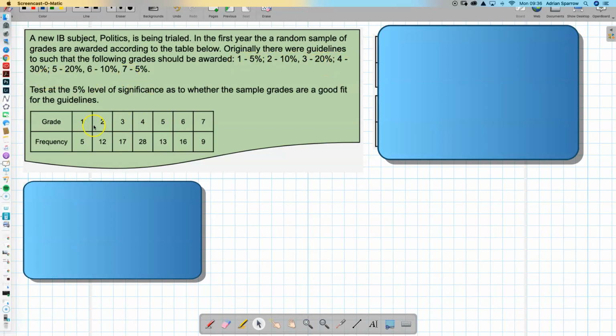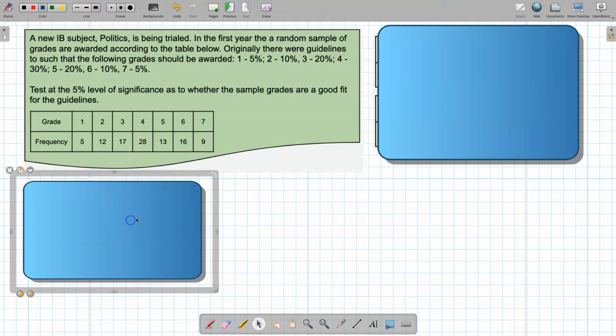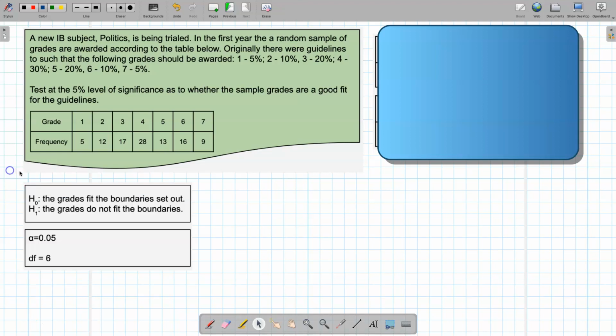But I've done a test, and here are the actual grades, and I want to see if it's got a goodness of fit. So first thing is, let's set out the hypothesis: the grades fit the boundaries set out, always that it actually does fit. The grades do not fit the boundaries as the alternate.